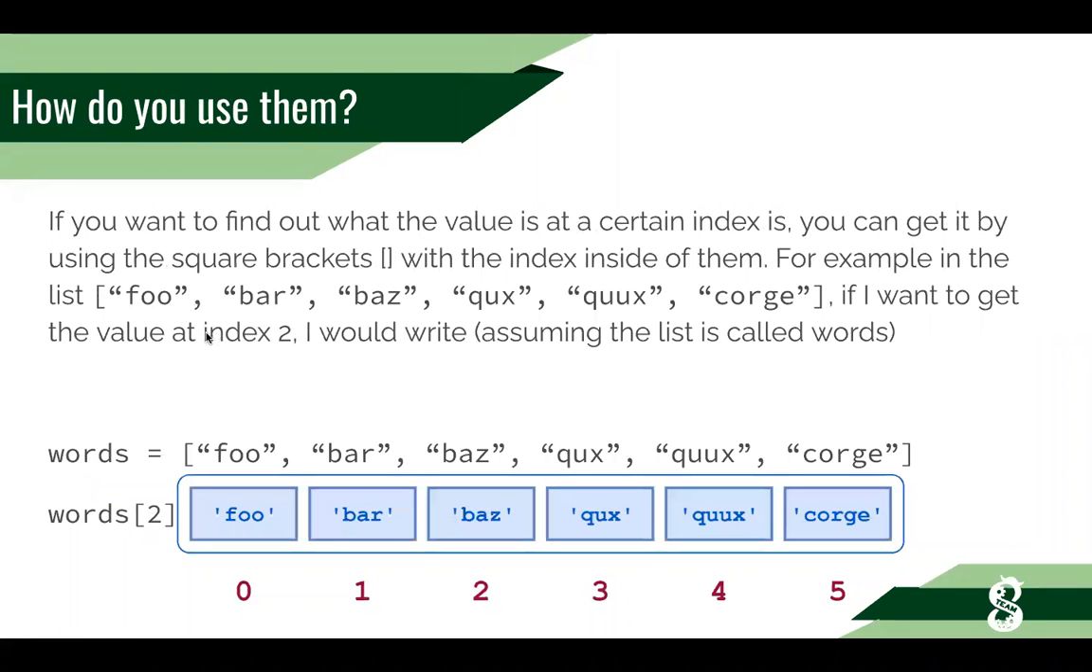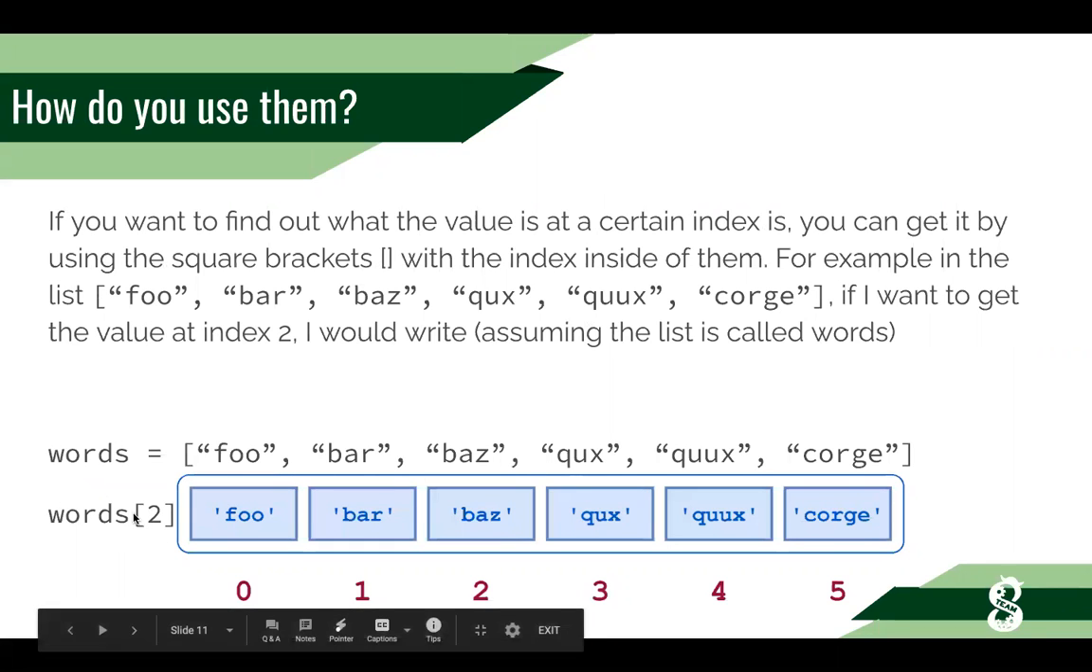So how do you use these elements? To use the indexes, if you want to find out what the value is at a certain index, you can get it by using the square brackets like this with the index inside of them. So this is using the normal list. If you have the list called words, then words at 2, there's no space there. So words, square bracket, 2, square bracket will give you 0, 1, 2, baz.